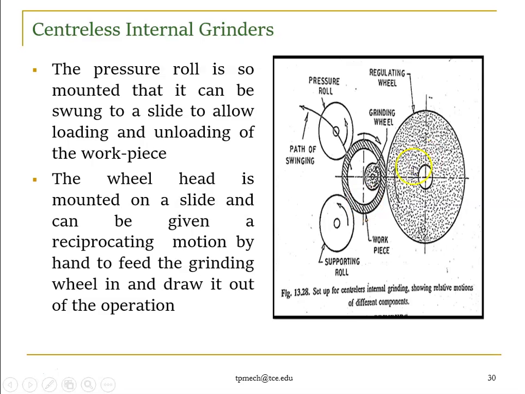We have four rollers. One is the grinding wheel, for the internal part, right? It is in contact with the internal surfaces. It is a grinding wheel. And we have three more rollers. One is a supporting roll, another one is a regulating roll, another one is a pressure roll.